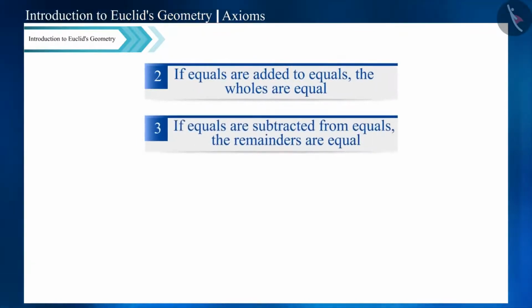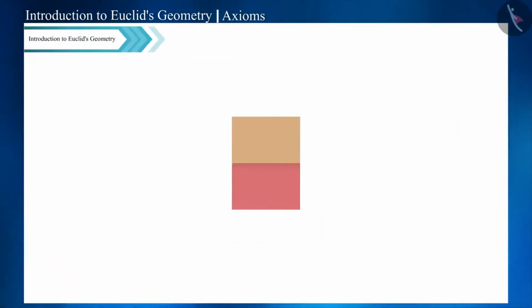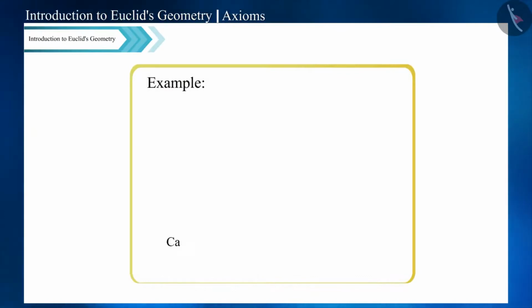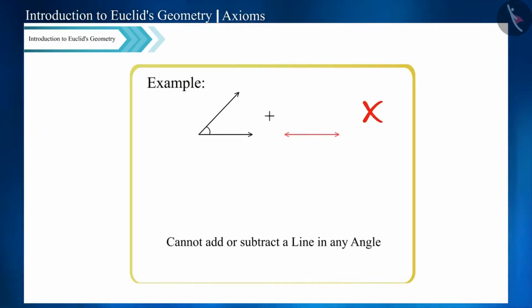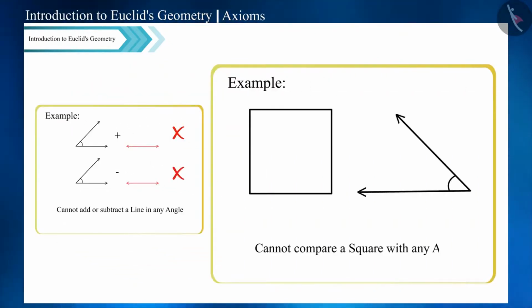According to the second and third axioms given by Euclid, we can say that only the same type of quantities can be compared or can be added or subtracted. To understand this statement clearly, we will see some more examples, such as we cannot add or subtract a line in any angle, nor can we compare a square with any angle.